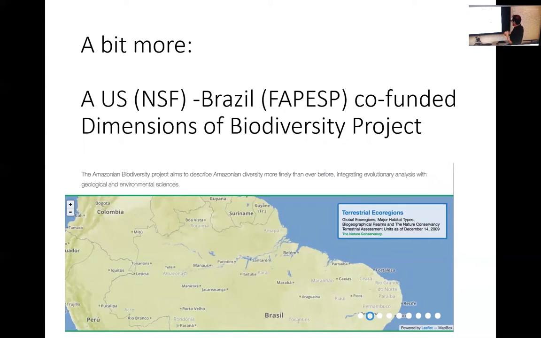But to give you a little more detail on how this project spun up, it isn't just a U.S. project. The U.S. component of this work was funded by NSF under the Dimensions of Biodiversity call. This is a joint project with a really talented group of Brazilian scientists who are funded through FAPESP, the Sao Paulo funding organization. So this is co-funded, and the funding for the U.S. side involved a number of U.S. PIs. I'll tell you more about those people in a second. And there are really amazing Brazilian PIs involved as well.